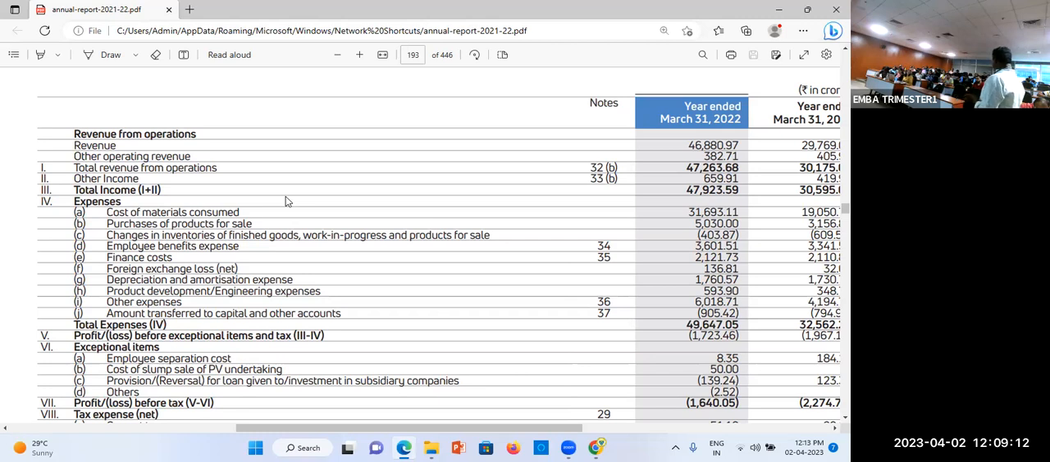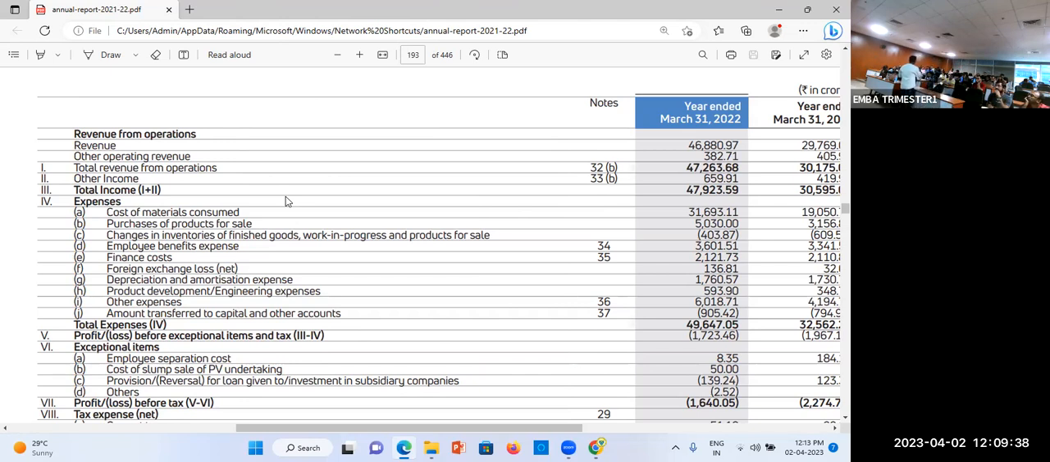You are manufacturing only, no? What is meant by processing? What are you doing? Okay. Yeah, that's cost of material consumed. That's manufacturing only, no? Manufacturing means not creating anything new. From something you are converting. That's also manufacturing only. Okay.